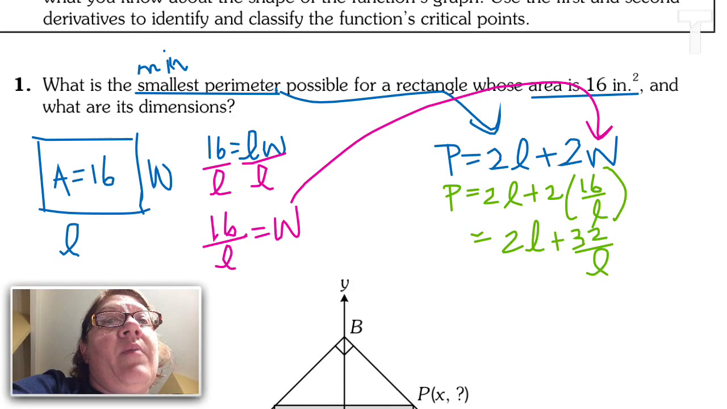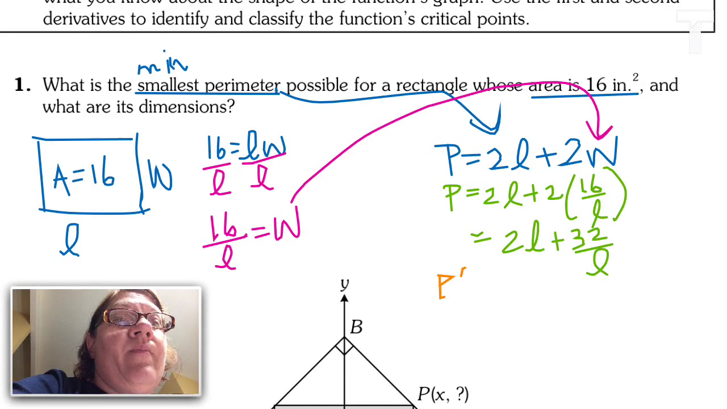And if I'm going to minimize it, first I got to take the derivative of it. I forgot to do that. So I want to take the derivative. So P prime is going to be 2. Now remember, this is really L to the negative 1. So that'll be negative 32 L to the negative 2, or 32 over L squared.